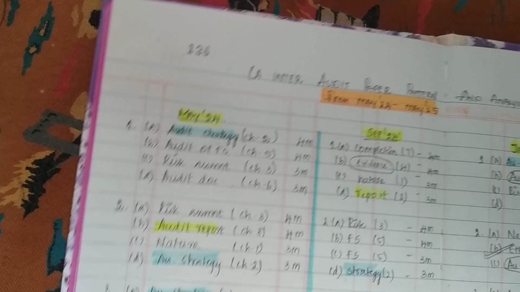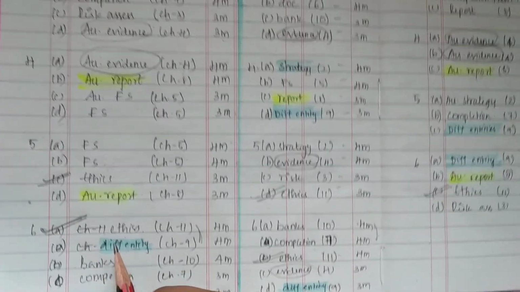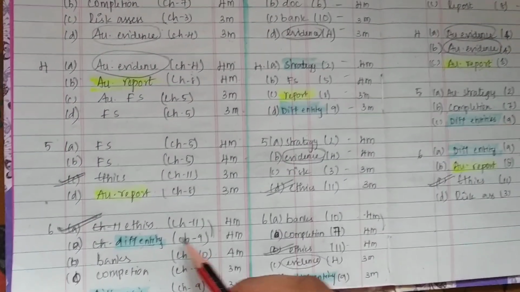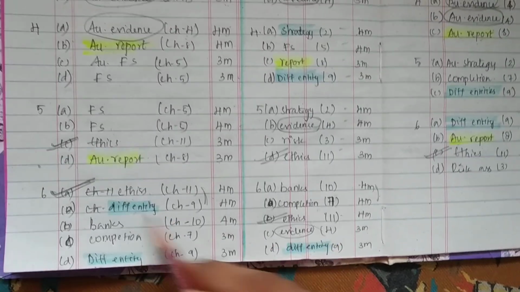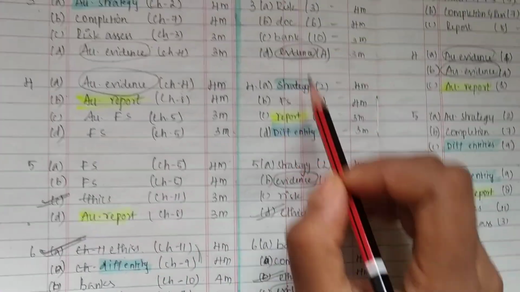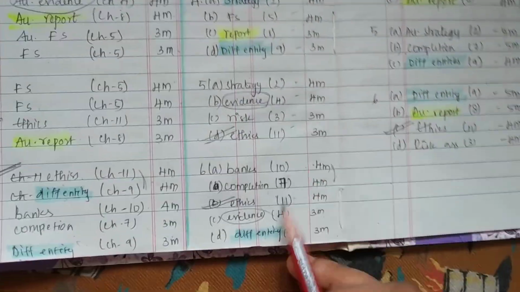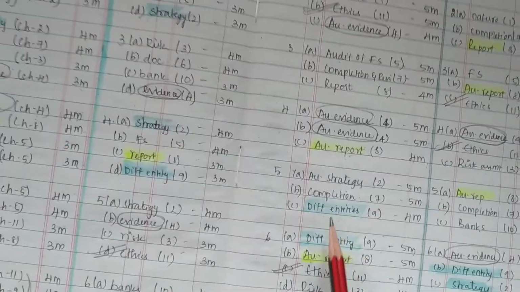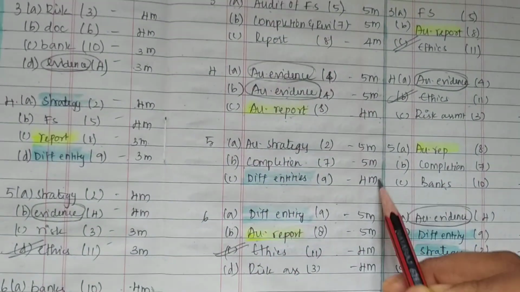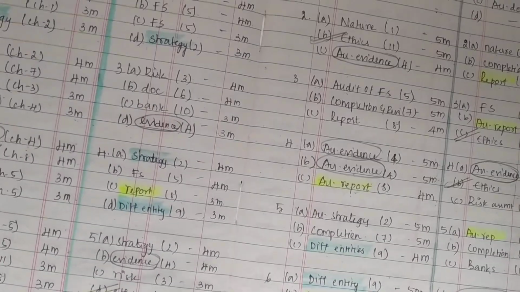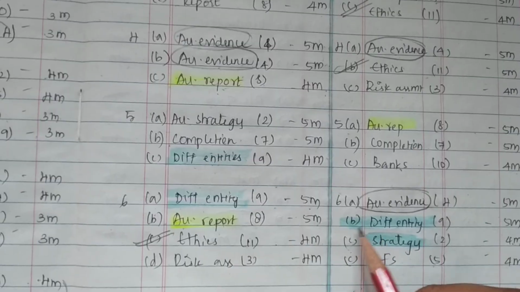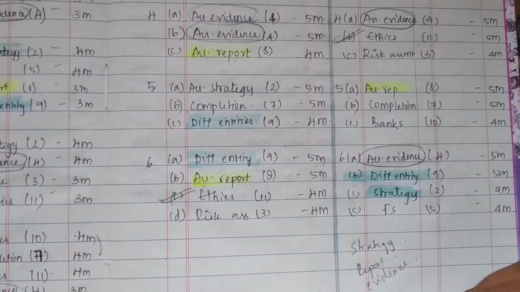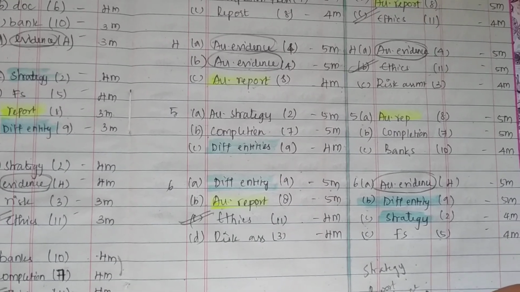And one more thing, guys. In the sixth question of the May 24 attempt, different entities, chapter number 9, has been asked for 4 marks and 3 marks. Here different entities has been asked for 3 marks and also different entities for 3 marks. And in the January 25 attempt, different entities for 4 marks, different entities for 5 marks. Also in the May 25 attempt, they have asked different entities for 5 marks. So different entities is also important.